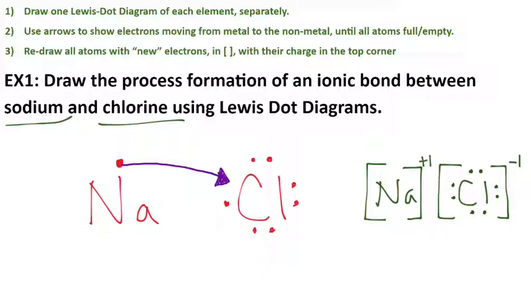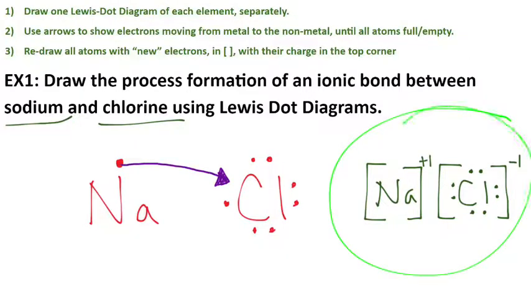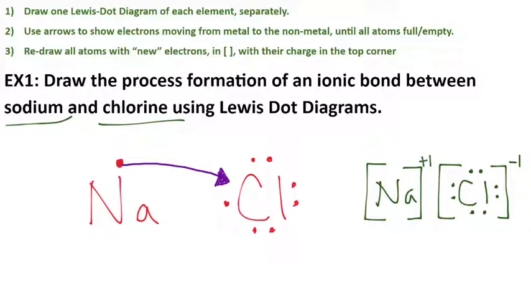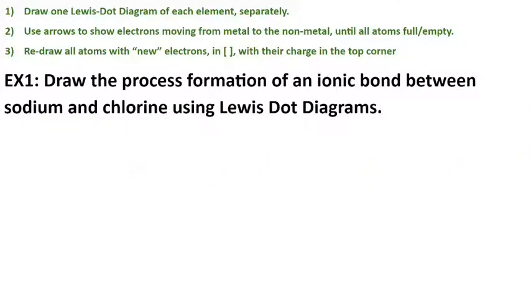Somewhere along the line, maybe on the CBA or a final exam, they like to ask what it would look like in the end after the ionic bond forms, but we need to practice drawing the full process because we don't know if they might ask you about the beginning of the process or the end of the process. So let's do another example together.